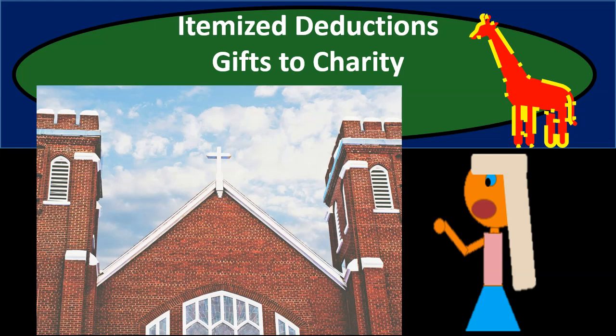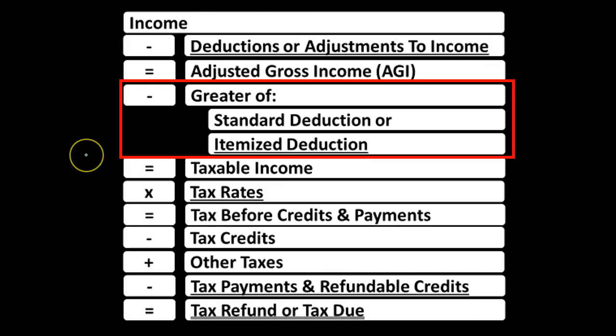In this presentation, we will take a look at itemized deductions related to gifts to charity reported on Schedule A. We're going to be focusing in on the income tax equation down here for the itemized deductions. Remember that the income tax equation is basically an income statement up top, starting with revenue or income, minus the above the line or Schedule 1 deductions, adjustments for income, giving us the subtotal of adjusted gross income, then subtracting out the greater of either the standard deduction or itemized deduction.